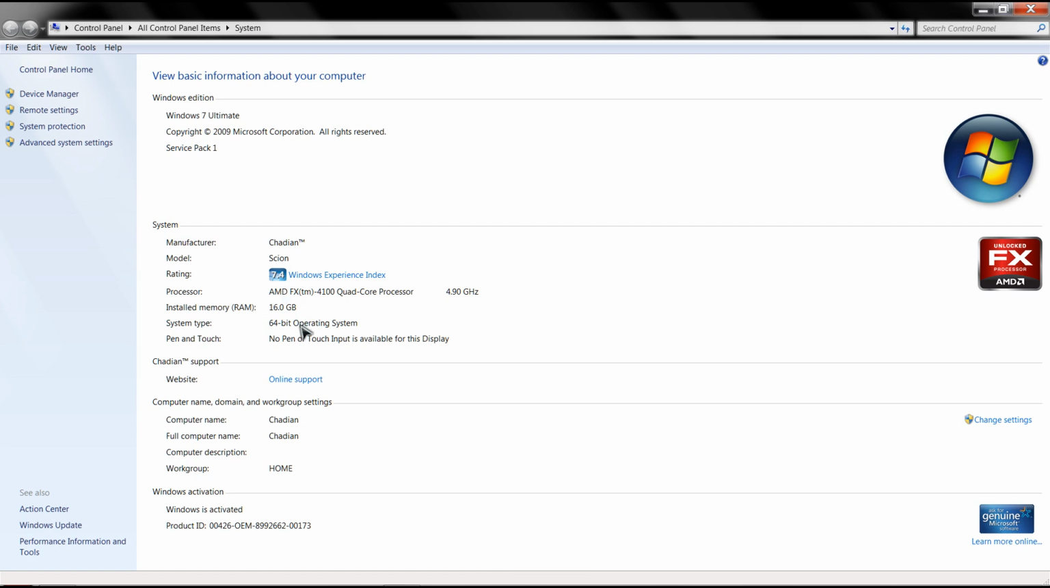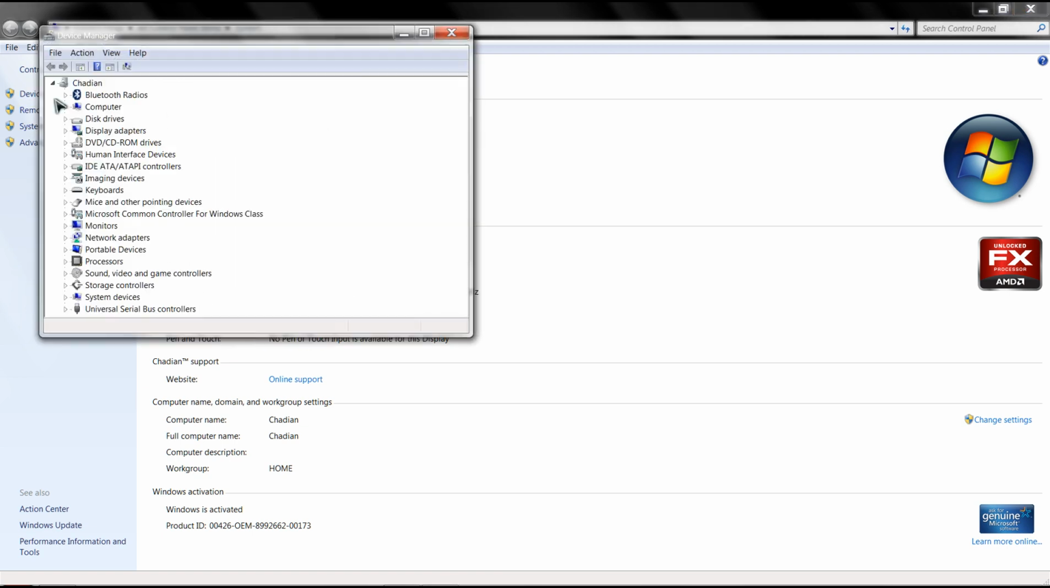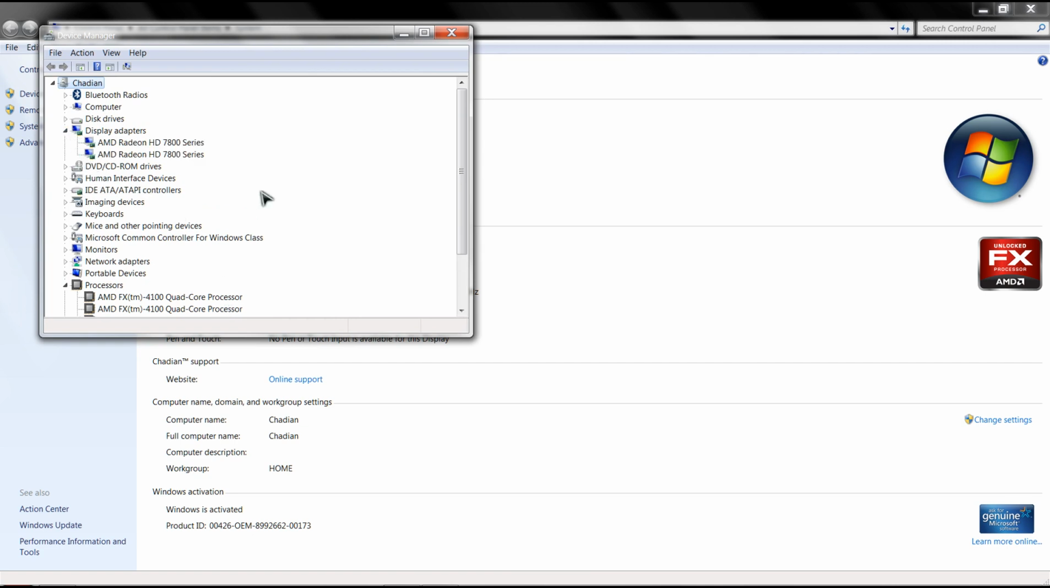I'm using four sticks of XPG V1 A-Data RAM. It was a good price. I would prefer to have two 8 sticks, that's another story, but here's our little processor right here. And we have a couple of 7850s in Crossfire. I have the Crossfire currently off though. So we'll go back over here.